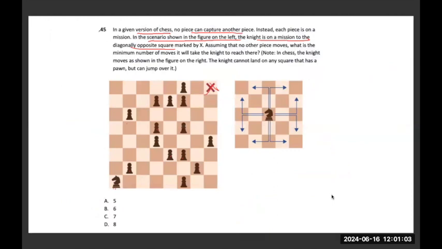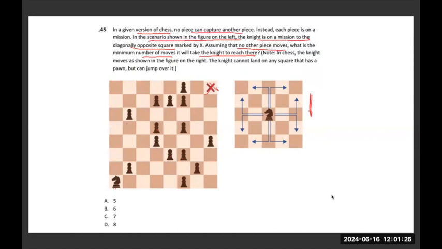Assuming that no other pieces move, what is the minimum number of moves it will take for the knight to reach there? In chess, the knight can move as shown in this figure. It can jump over, but it cannot land on a square with a pawn. We have to avoid the squares marked with pawns. We cannot land on the pawn easily. So in this case, we'll just trace the movement of the knight.